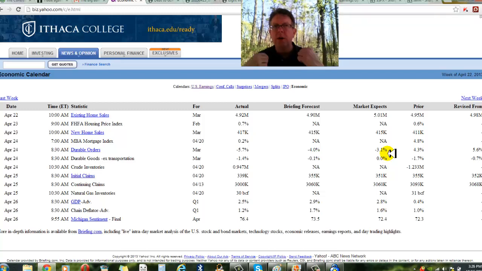So your stoves, your refrigerators, anything that's to do with housing, appliances, that's durable goods. So market expectation of a 3.1% negative number. We came out with a negative 5.7%.